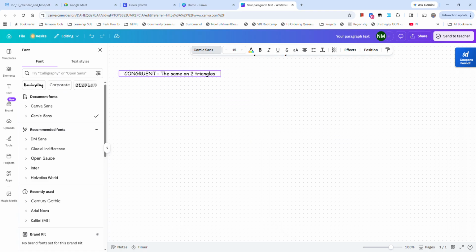This could go for side, shape, or angle. So for any of these, congruent basically means that it's the same for two triangles.